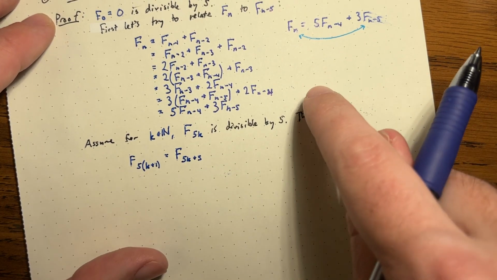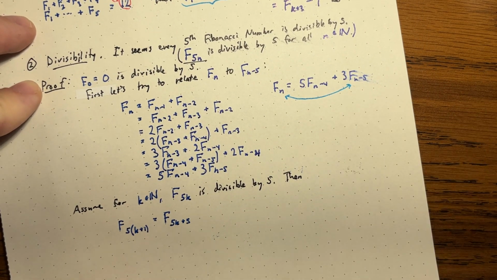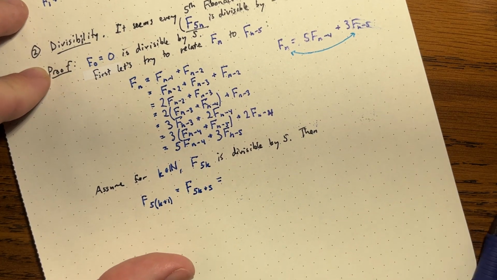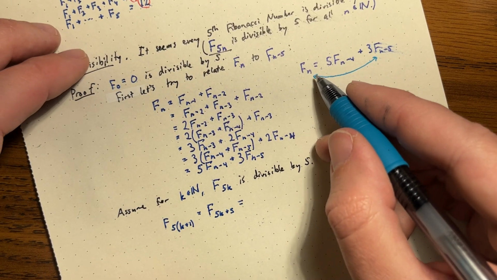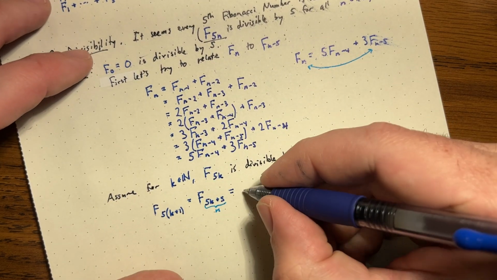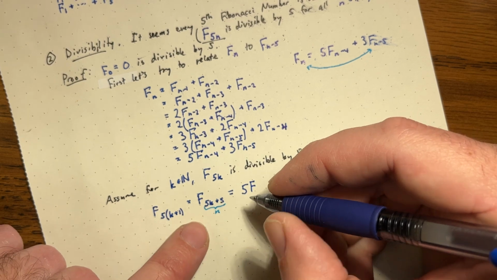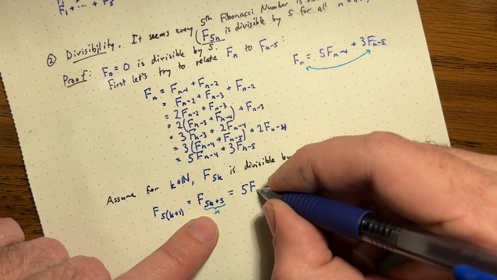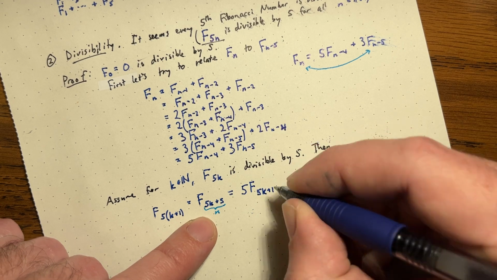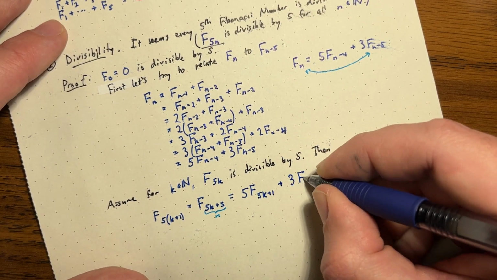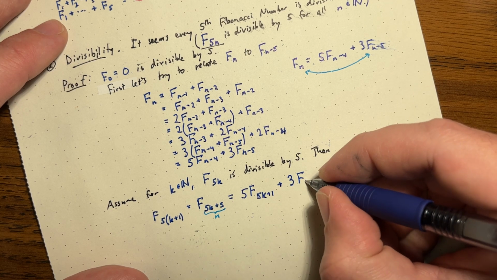Okay, so what now? Let's use our fact that we just proved here. My n is going to be this. So F of 5k plus 5 is 5 times F of n minus 4, which will be 5k plus 1, subtract 5 off of that, plus 3 times F of n minus 5, which is just F of 5k.